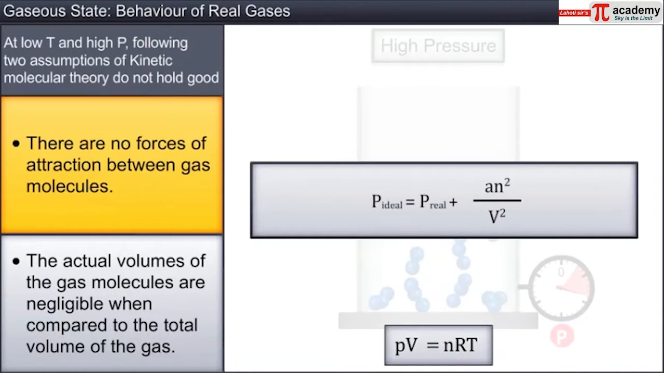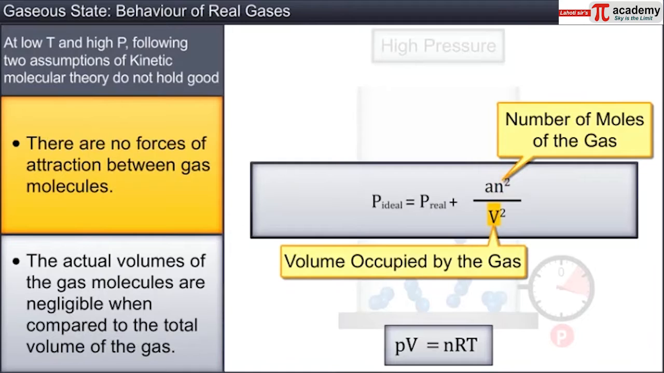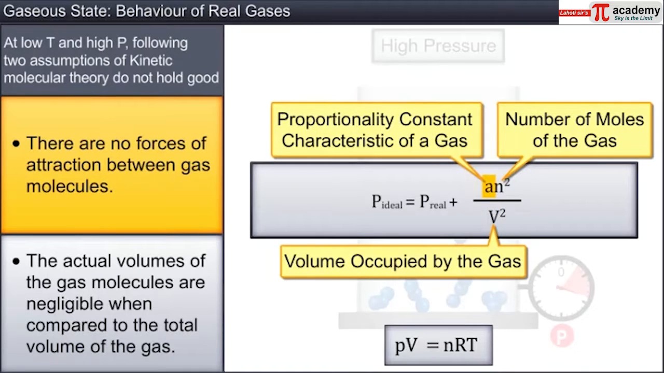Hence, the pressure in the ideal gas equation is corrected as P ideal is equal to P real plus a multiplied by n squared divided by V squared, where n is the number of moles of the gas, V is the volume occupied by the gas, and a is the proportionality constant characteristic of a gas.